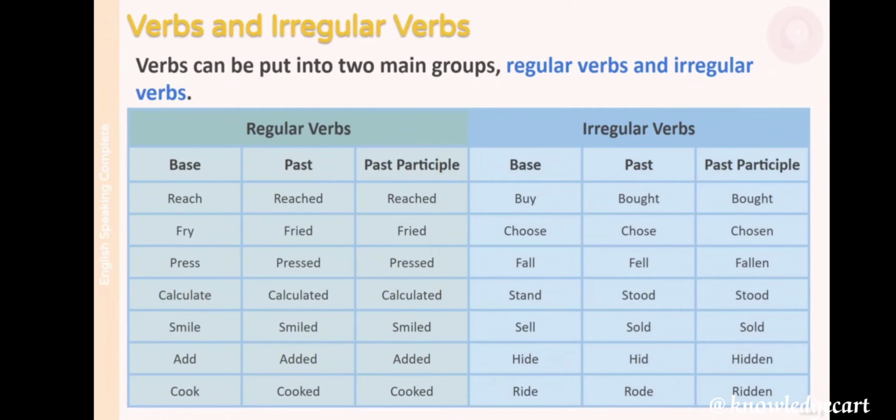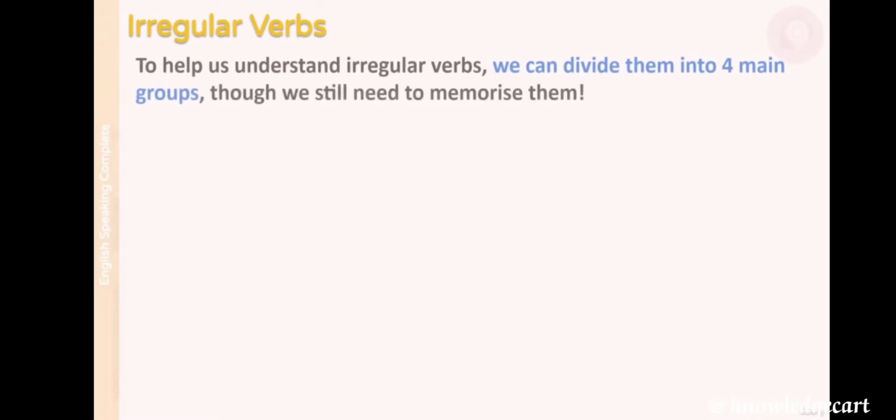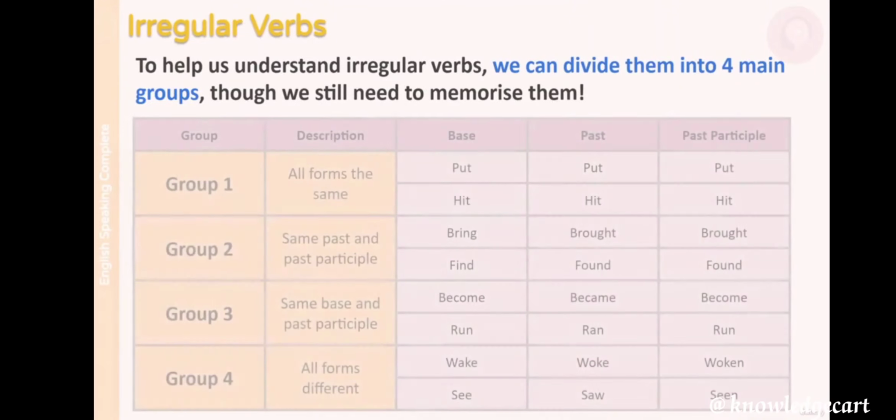However, there is a simple or an easier way that we can group irregular verbs. So we can divide irregular verbs into 4 main groups. We still need to memorize them. This won't help us to form irregular verbs in past participles, but this will help us to understand different types of irregular verbs. It will help us to increase our knowledge of the English language.